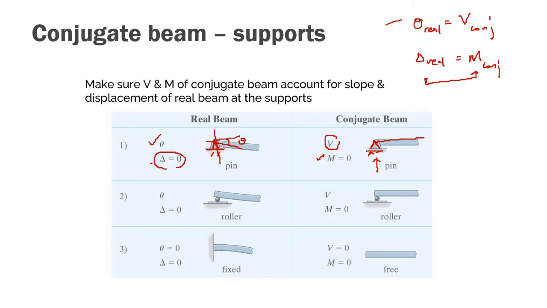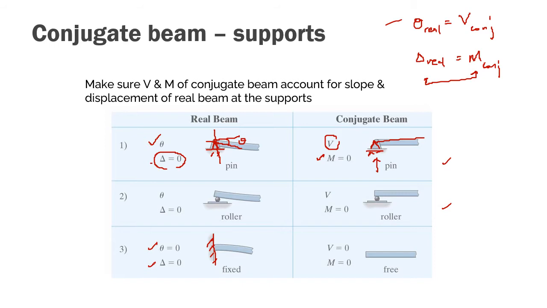Okay, they are both the same. Similarly for roller, it's going to be the same. But for supports other than that, you need to modify it so that it will follow the rules. For example, if you have a fixed end, you know that you cannot have any slope, and your displacement also has to be 0.